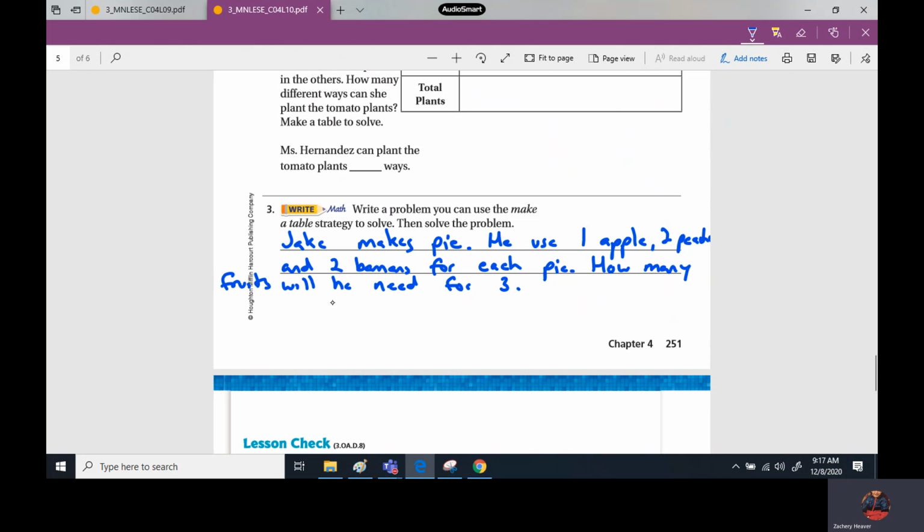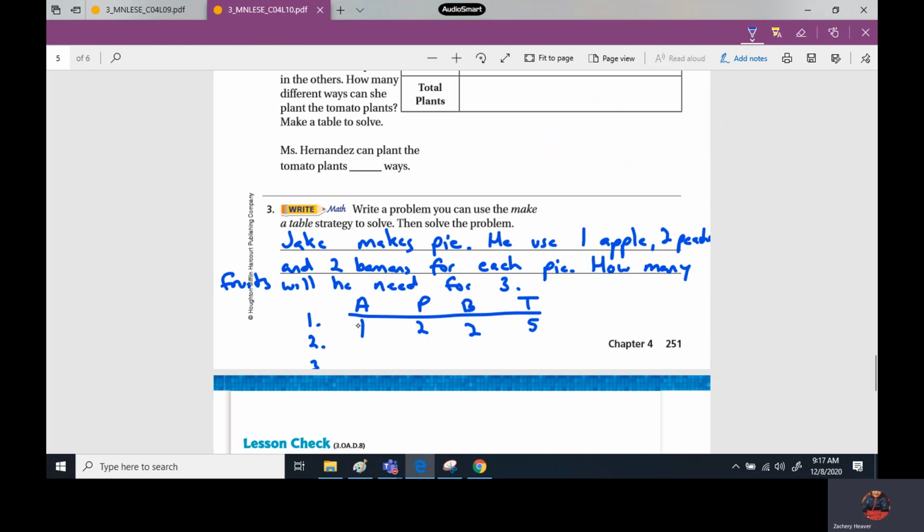So we have A for apple, P for peach, and B for banana, and T for total. Let me erase it real quick. So he uses 1 apple, 2 peaches, and 2 bananas for 1 pie. So this is 1 pie, 2 pie, and 3 pie. So he has 5 ingredients. 1 plus 2 plus 2 is 5.